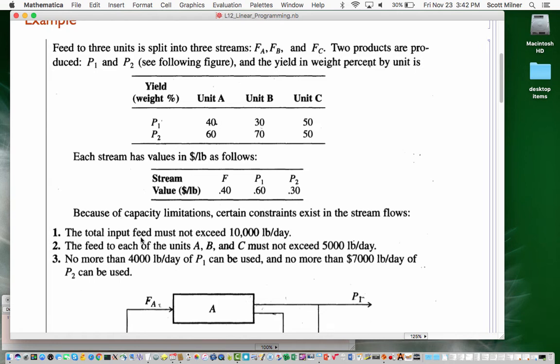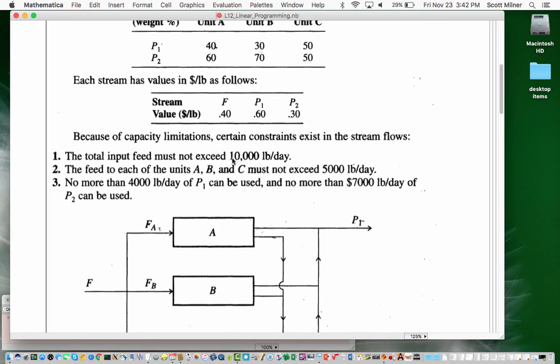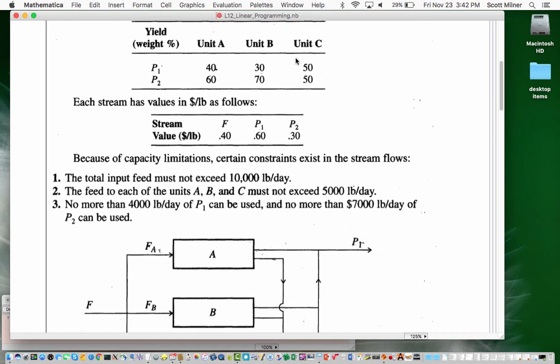Well, so here are the rules about the plant. We can't feed it more than 10,000 pounds a day, so the sum of the 3 feeds, FA, FB, and FC, has to be less than 10,000. Each of these 3 units, A, B, and C, has a limit to how much feed it can take. Otherwise, we would just give all of the feed to the unit C, which produces the most P1. Each one of them can only take 5,000 pounds a day.